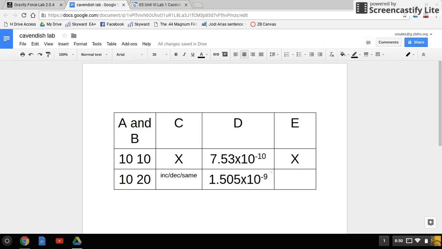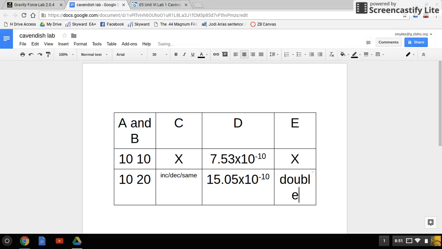So I'm going to move this value over and make it 1.5, okay, from 1.5 to 15.5, so that makes this to the minus 10. Now that is not correct scientific notation, but it makes it much easier to see now the effect. What happened to this number compared to this one? Well, you can see 7 times 2 is roughly 14, and a half is another 1. So you can see here that this doubled. And that's the answer we'd be looking for.